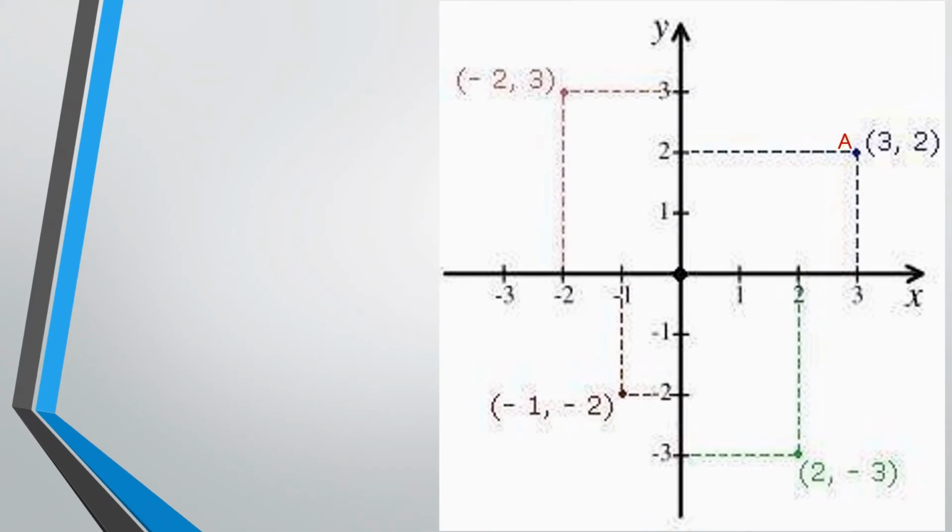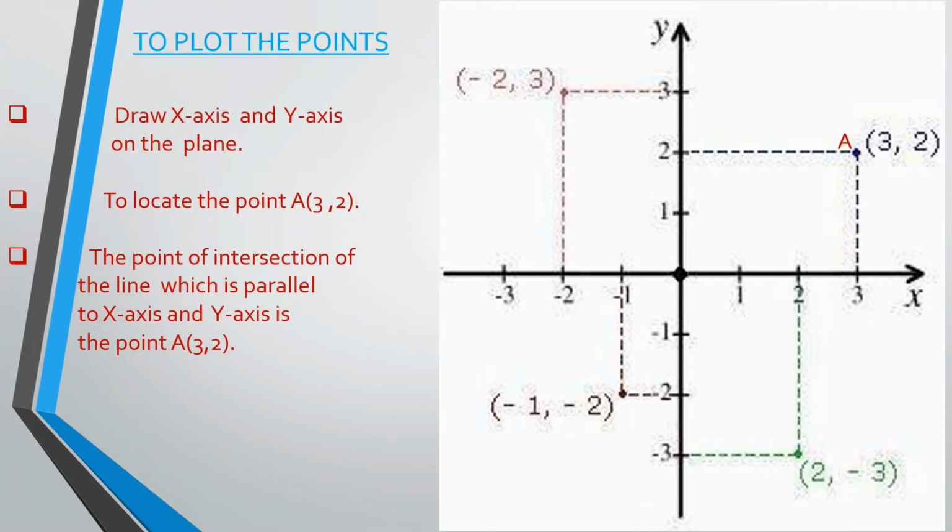Here, how to plot points on the plane. We have to locate the point A(3, 2) on the plane. First step: A(3, 2) means, as you have already learned, the x coordinate is positive and the y coordinate is positive. Therefore, this point lies in the first quadrant.